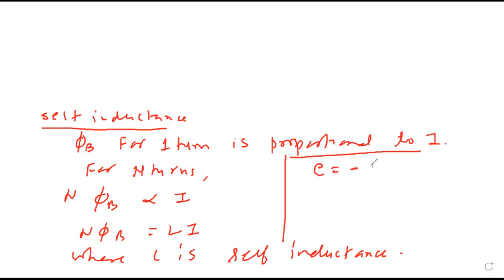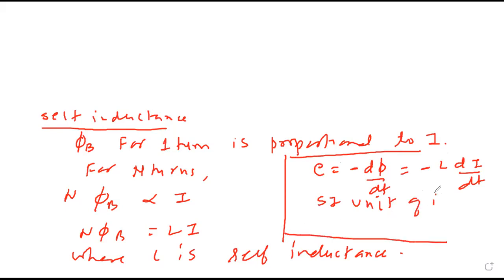Induced EMF is minus rate of change of flux, so it is minus L di upon dt. The SI unit of inductance L is Henry, denoted by H, or ohm second.